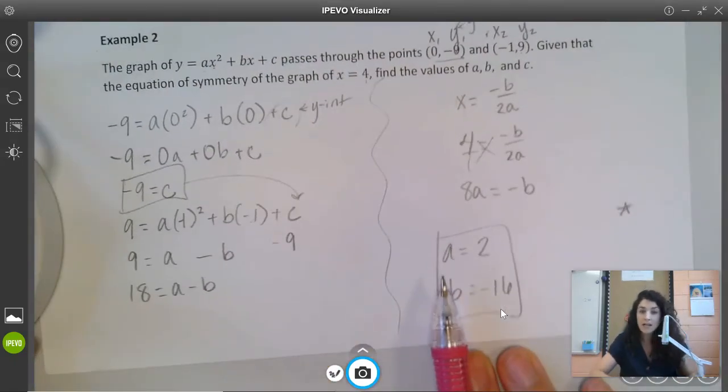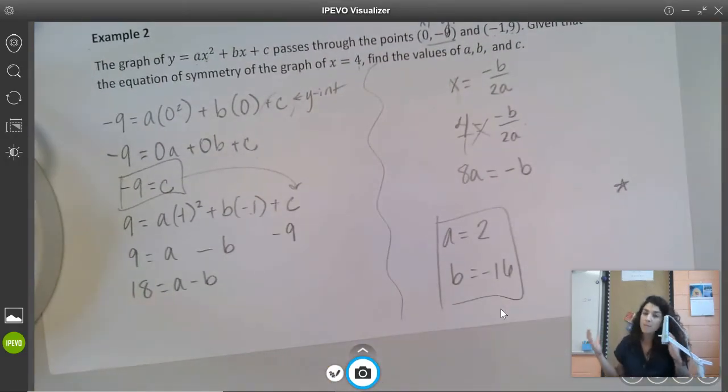This type of problem will happen a lot, but with a lot more context further on in this unit. So just being able to kind of figure out, I need to create a system of equations in order to solve for my unknowns is a big key step here in order to get further along in this unit.